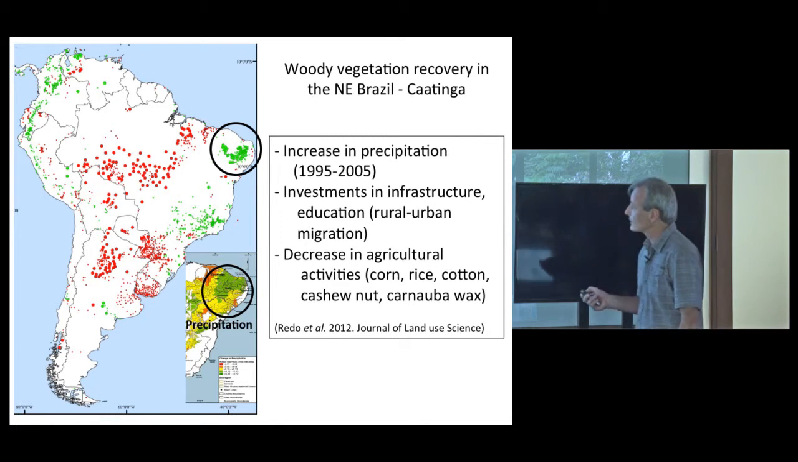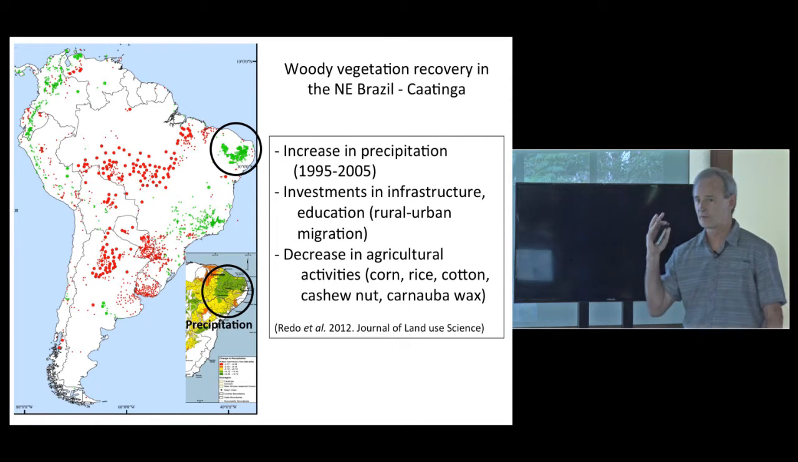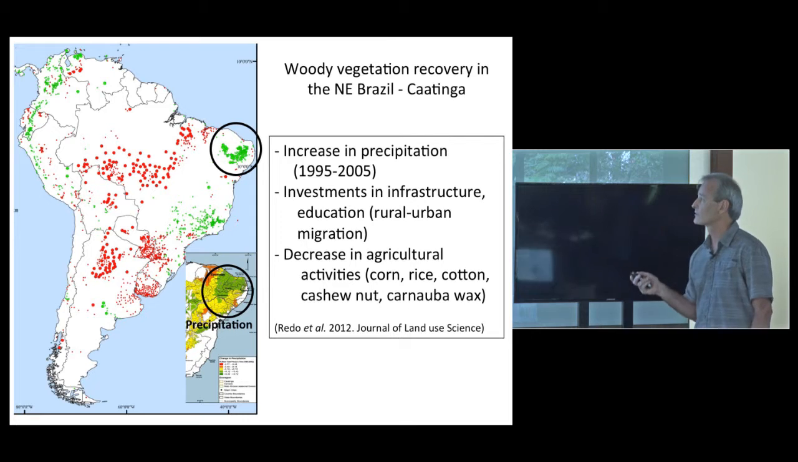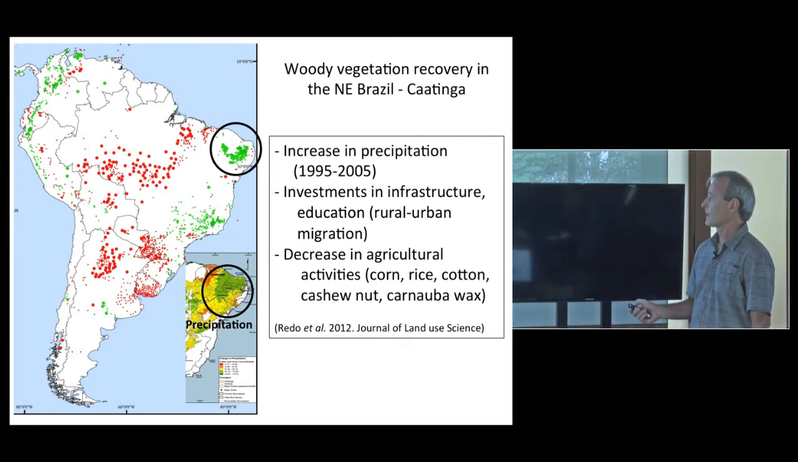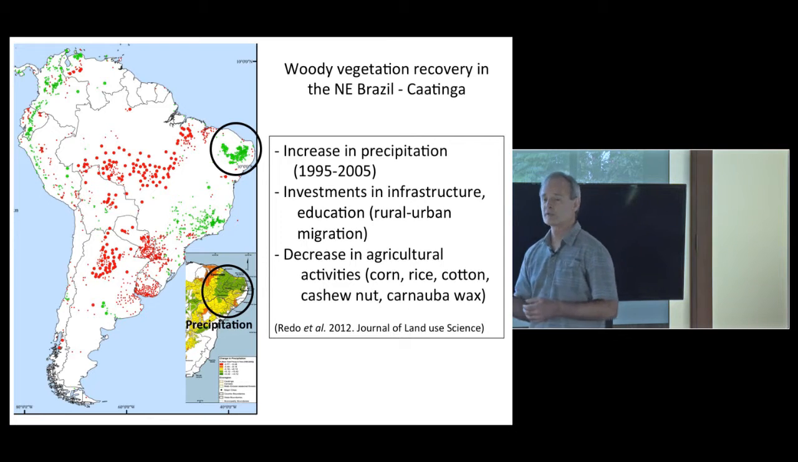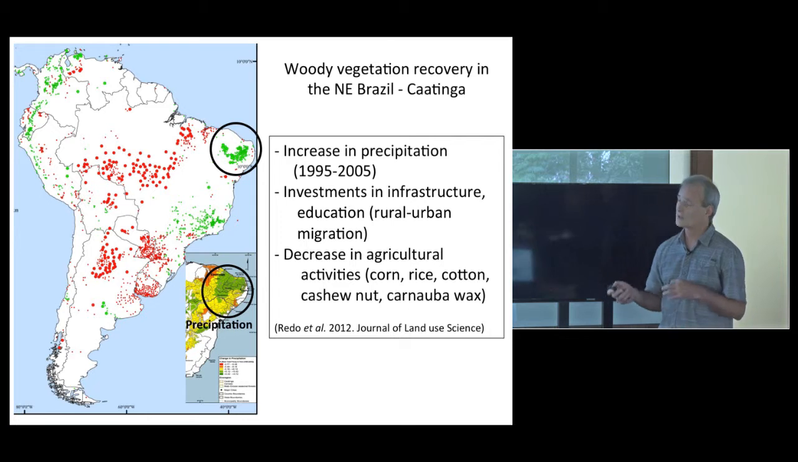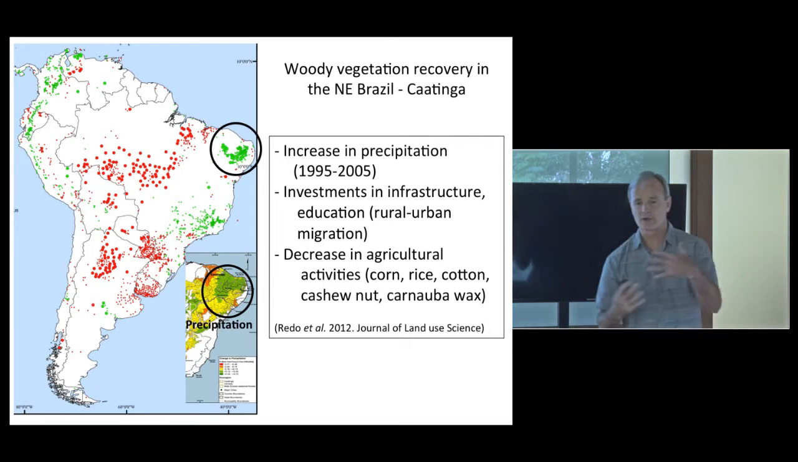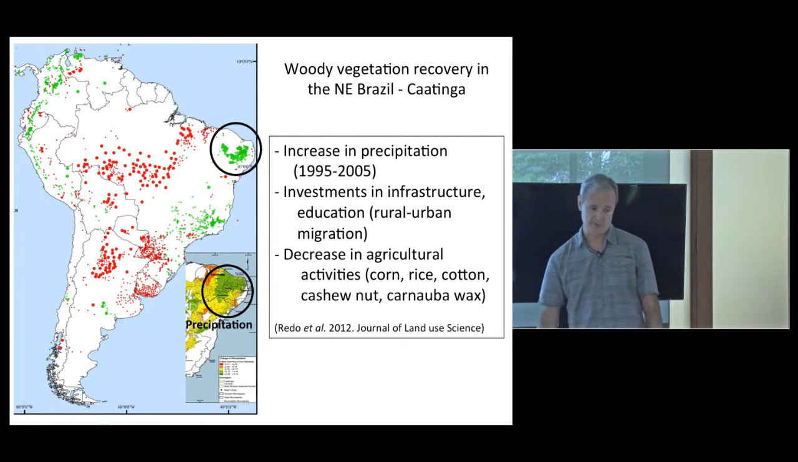It was also an area where the Lula government made a lot of investment in infrastructure and education, which may have increased rural-urban migration. The other thing that we found is when you go to the agricultural records in Brazil, there was decreased agricultural activity in these crops. And so all these interacting factors could help to explain why we found this increase of woody vegetation in this region.